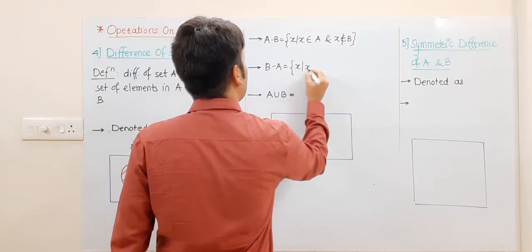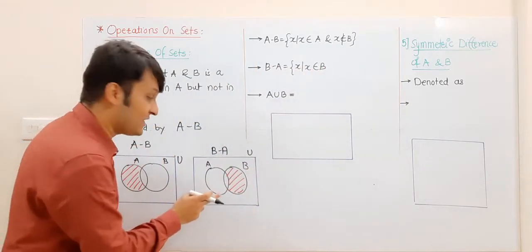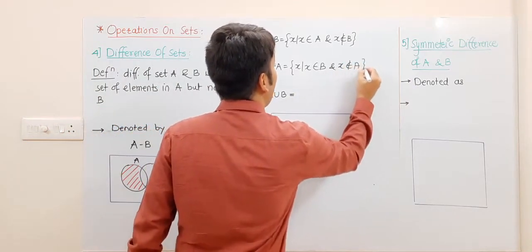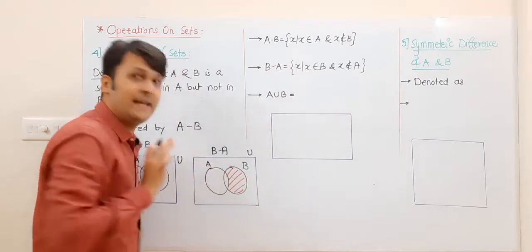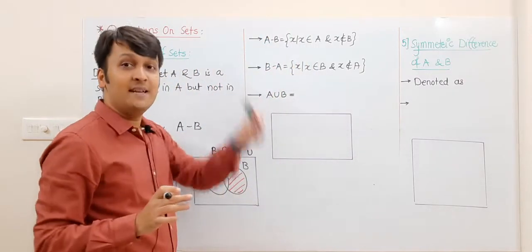Same. X such that x belongs to B, correct or not? X such that x belongs to B and x does not belong to A. So which are in B but not in A. Clear or not? So this is the definition of A minus B and B minus A.